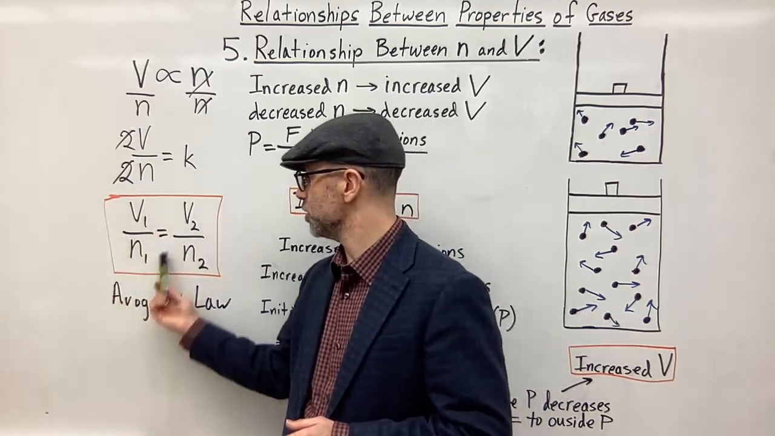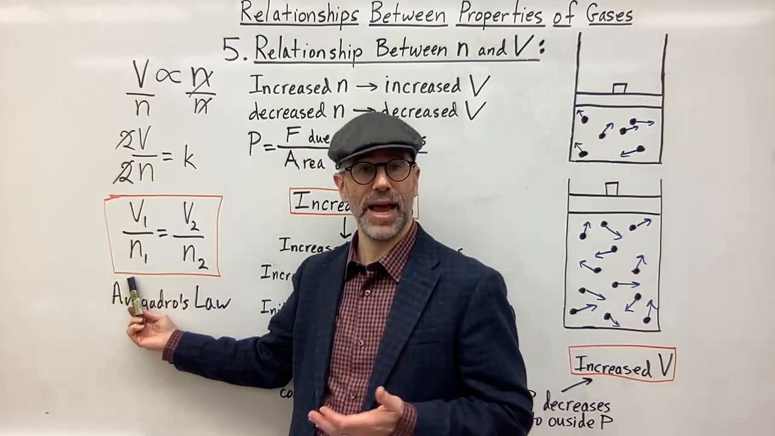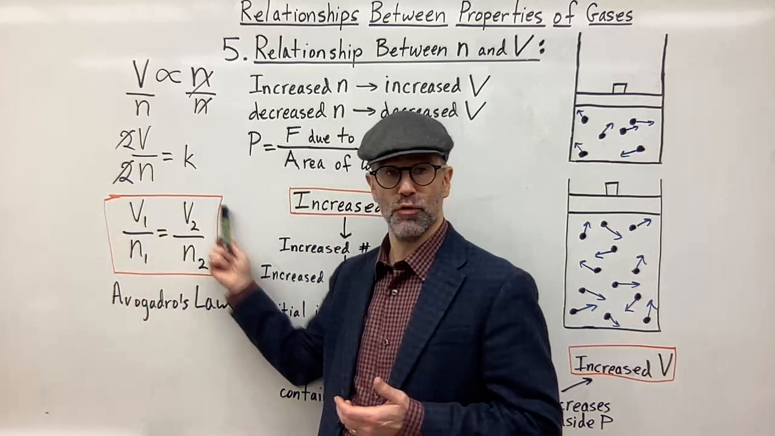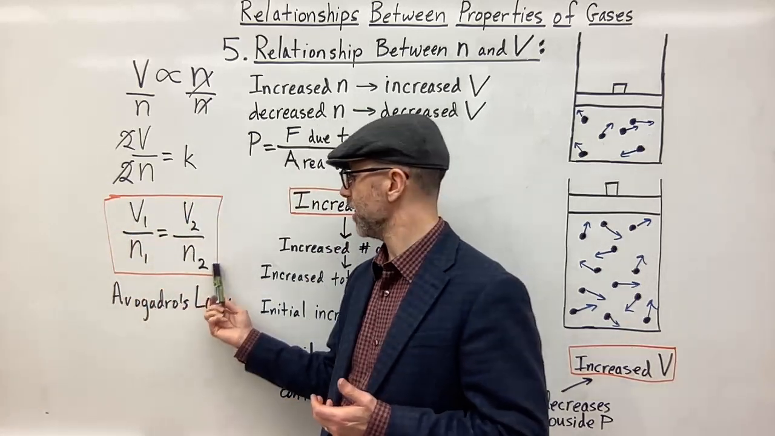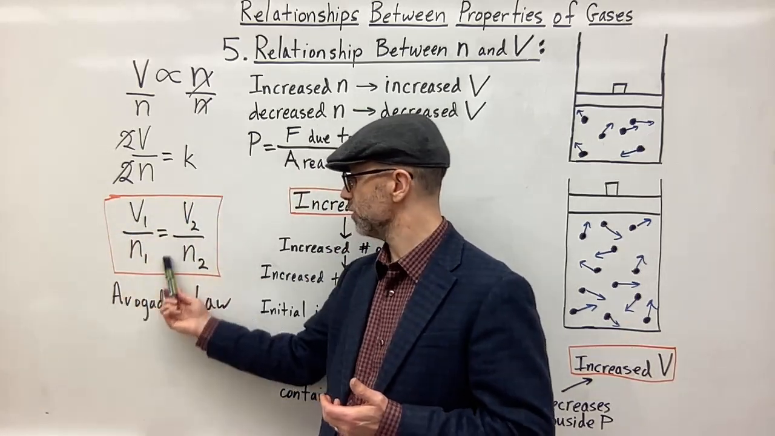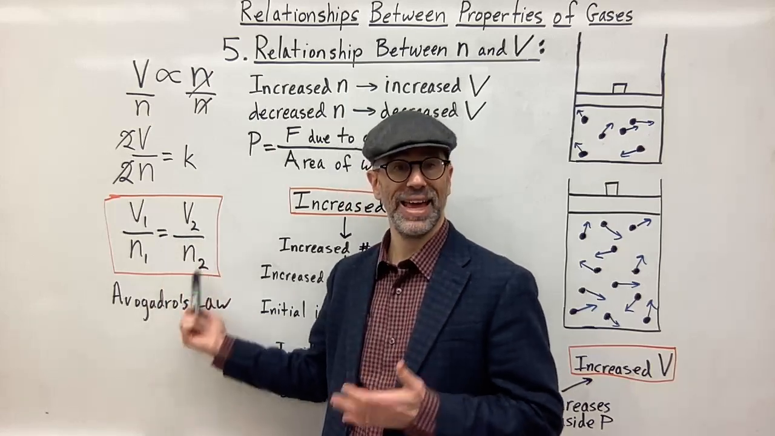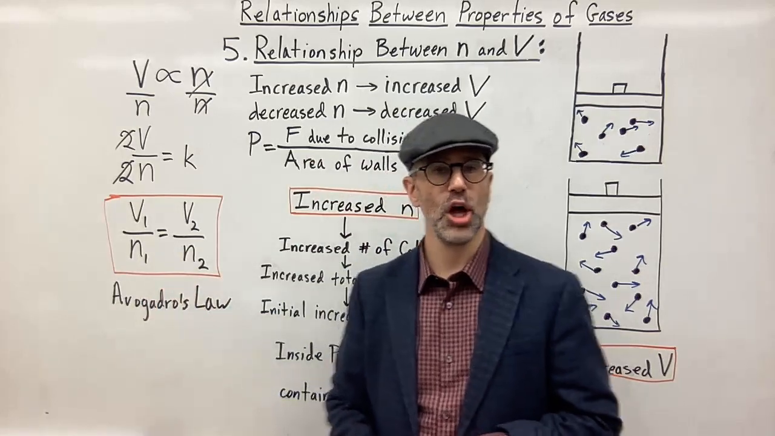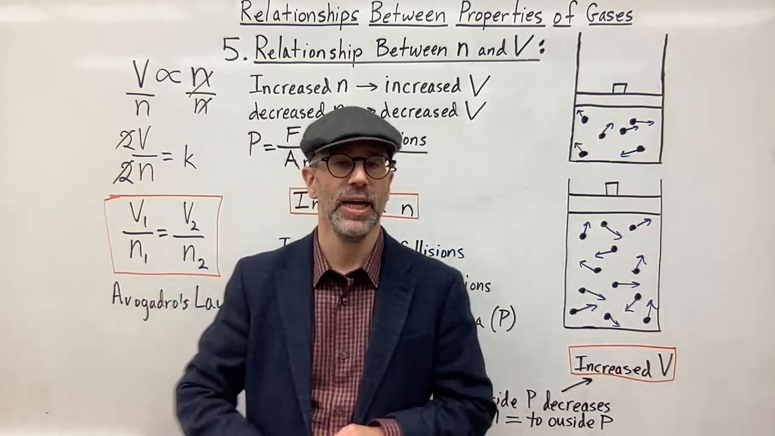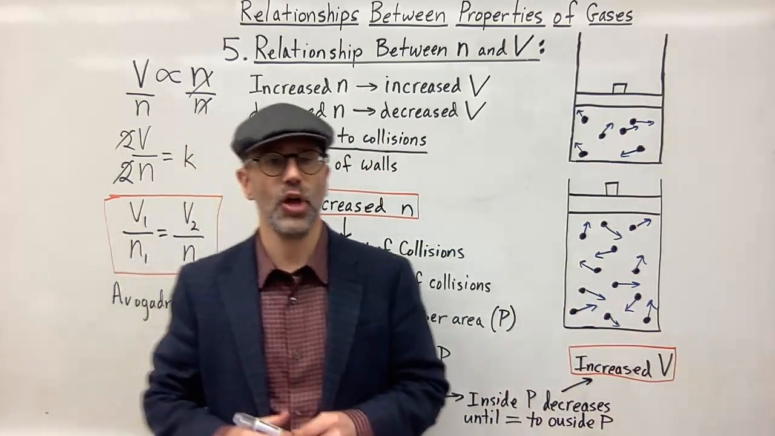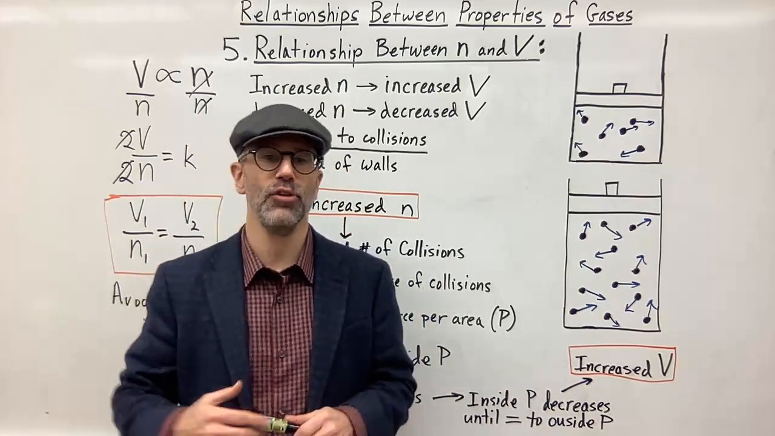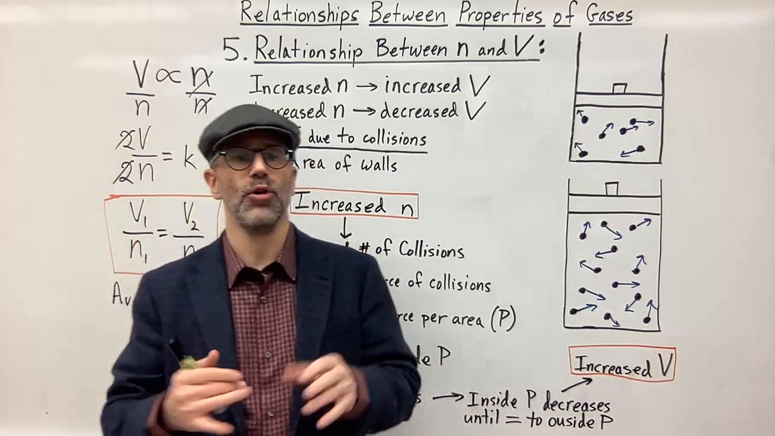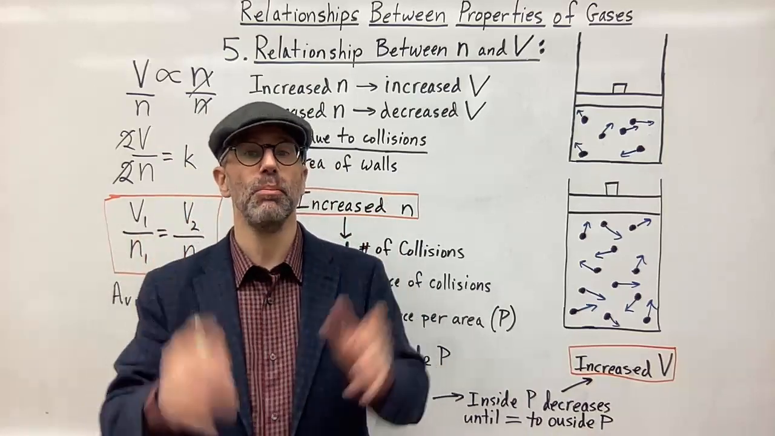So this is the initial volume and amount of gas that I start with. Whatever I change, if I change the volume to give me a new volume, volume 2, then I can solve this equation to find the amount of N2. Okay, and so this is Avogadro's law. And so that's it for the relationships and the laws of the gases. So in my other videos, I'll go over how to use these laws, and I'll go over the ideal gas law and the combined gas law.